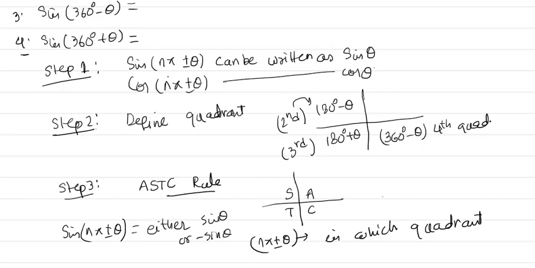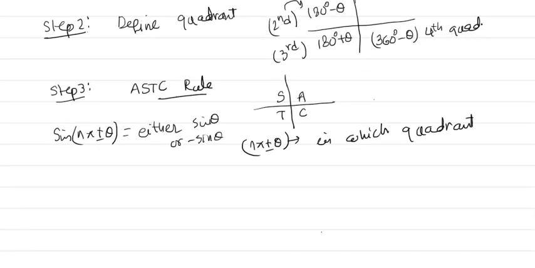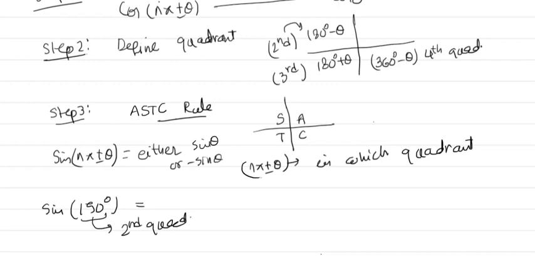So these are the only 3 steps you have to follow, and the rest of the things will be taken care of. Like if I say sine 150 degree, you know this is the second quadrant. Second quadrant, as I have told you already, means 180 degree minus theta form.